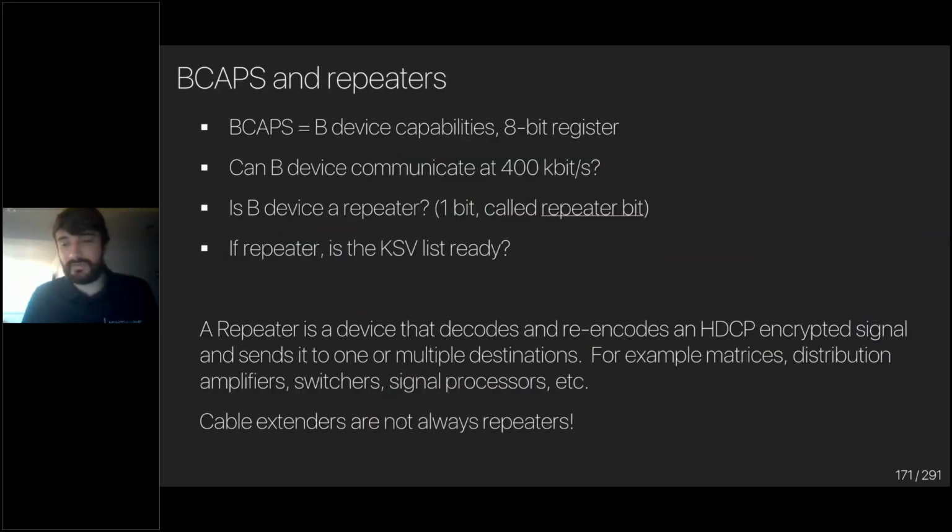At the moment, let's take the moment to talk about B caps and repeater devices. B caps basically means the B device capabilities. There are various elements to it. It's an 8-bit register that contains the following information. Can the B device communicate at 400 kilobits per second, which is a fast communication, or is it only capable of 100 kilobits?